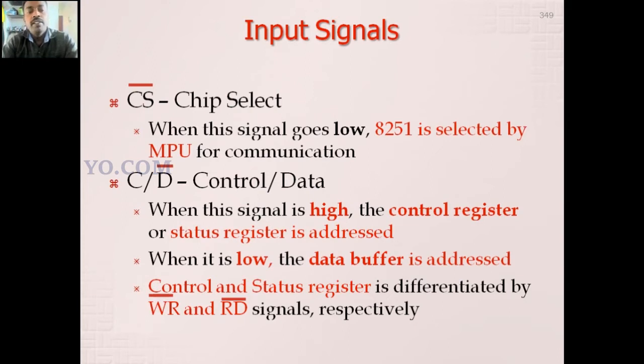Then C by D, that is control word or data. When this signal is high, it indicates that the control word register or status register is considered to read or write. When this signal is low, the data bus buffer is addressed. Okay, control and status registers are differentiated by the read and write signals respectively. Okay, right, so this is the second signal.